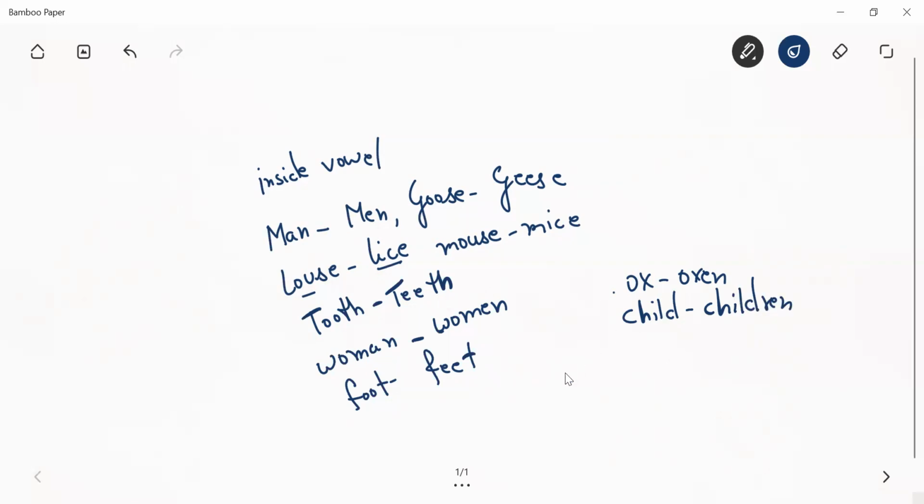The plural of fish is? Fishes? No, it's a special case. You will just write fish. Fish is fish, or fishes. But first preference should be fish. The plural of fish is fish, but you can write fishes also. Both are correct.